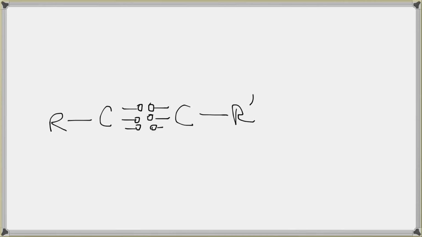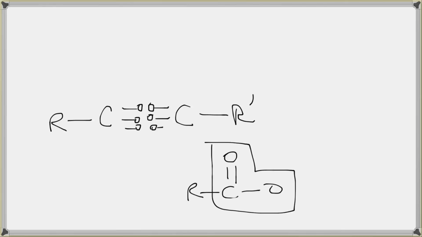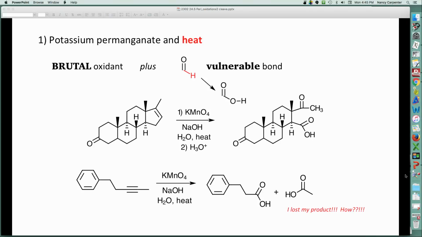Who's ever heard of such a thing? Well, it's kind of like this, right? But three carbon-oxygen bonds would be the same thing as a carboxylic acid. So when I look at cleavage of a triple bond, boom, no matter what the reagents are, I'm going to get 2 carboxylic acids.